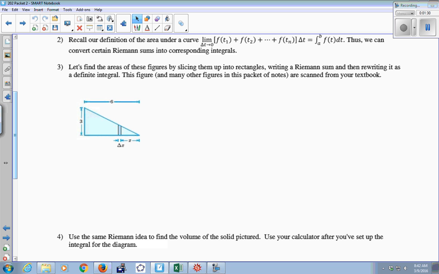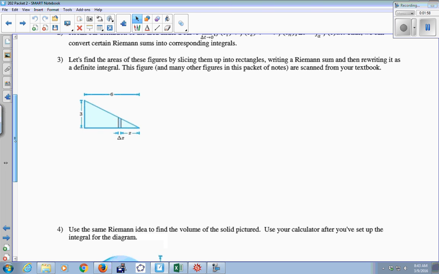Okay. So remember that our definition for the area under a curve was the limit of a Riemann sum, right? We just sliced things up into rectangles, took the limit as the width of the rectangles went to 0, and we defined that to be an integral. So we can convert certain Riemann sums into corresponding integrals, and we're going to use that technique to help us find areas and volumes today.